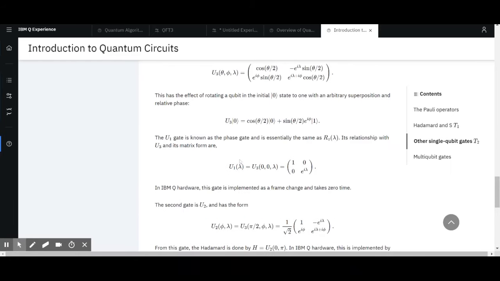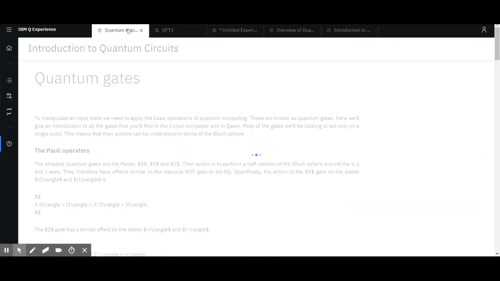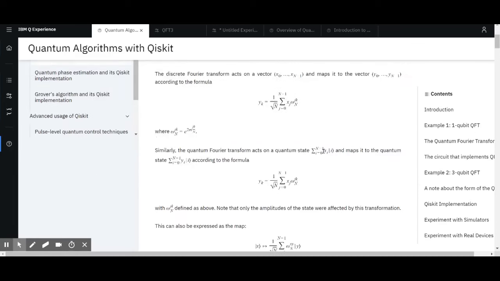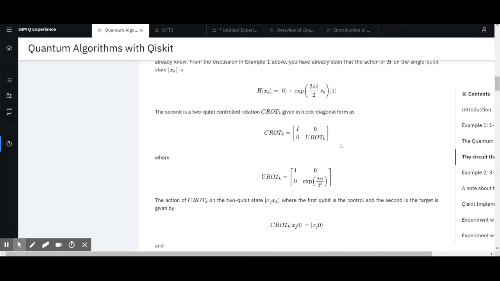Here, U1 is basically this. The parameter is e to the power of i times the parameter. That's what U1 is. If we want to implement this, this scrolling is crazy. If we want to implement this, it's e to the i times, so it's basically 2 times pi divided by 2 to the power of the qubit you are in.